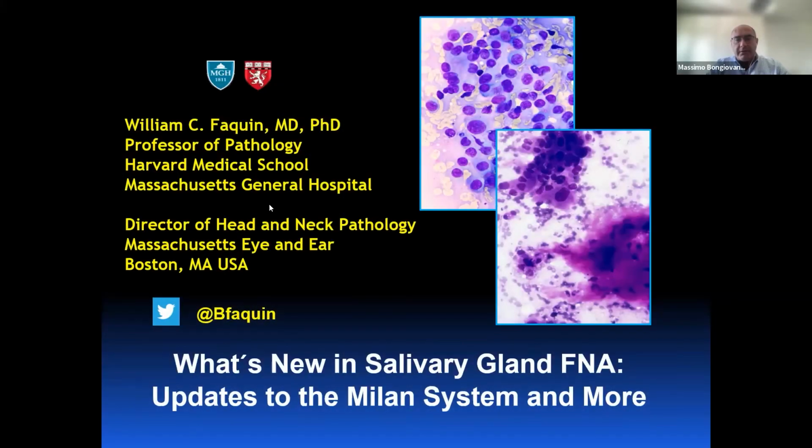And it's a very big pleasure for me to have with us today Professor William Faquin, who is Professor of Pathology at the Massachusetts General Hospital, Harvard Medical School, and also head of head and neck pathology at the Mass Eye and Ear Infirmary in Boston. He is a well-known cytopathologist and histopathologist, and today he's here to speak about the new version of the Milan System for Reporting Salivary Gland Cytopathology: what's new, the update, which will come out soon, I hope.